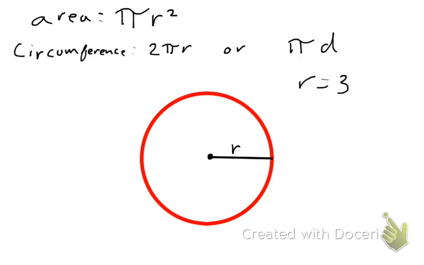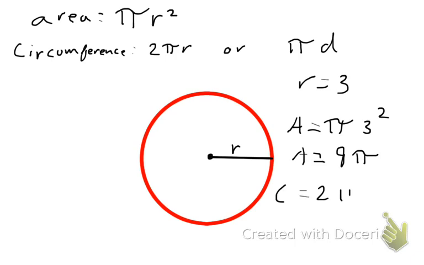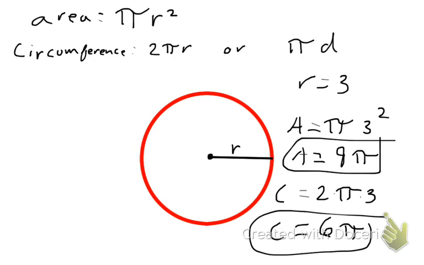An example of this looks like, if we give you the radius is 3, to find the area, you just plug 3 in for radius. It's pi times 3 squared, or 9 pi. Again, we're going to leave this in terms of pi, leaving pi in the answer. For the circumference, it would be 2 times pi times the radius, and the radius is 3 in this case, so the answer would be 6 pi.